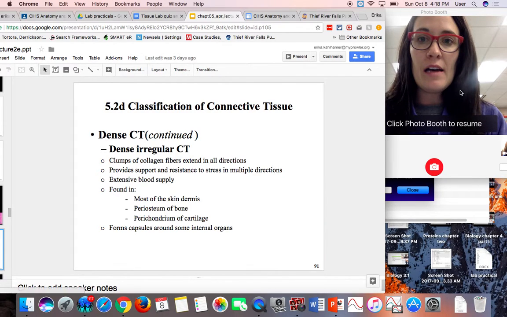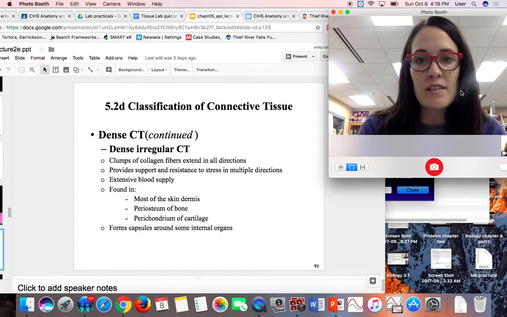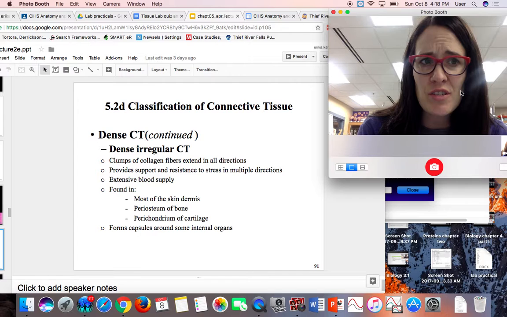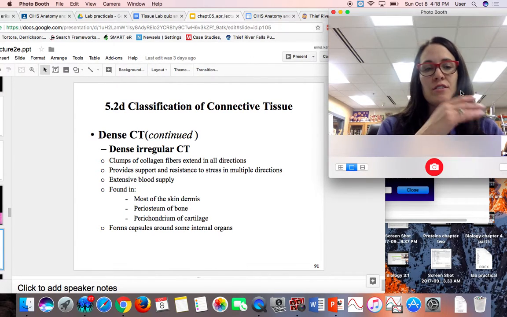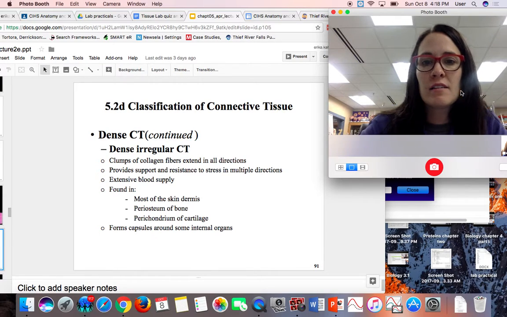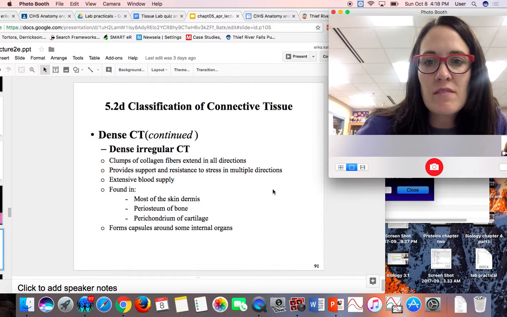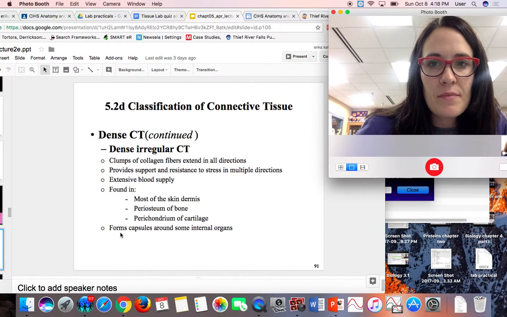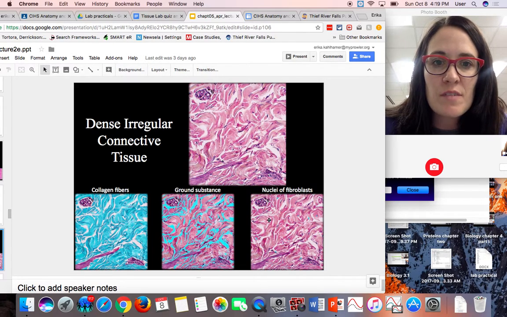Dense irregular. Now, it looks similar to dense regular, except the fibers are going every which direction. Doesn't have much order to it. We're going to have a lot in your dermis, the bottom layer of your skin. It has a lot of blood, so that's different from dense regular connective tissue. Here's what it looks like. So collagen fibers, a lot of collagen. So in the skin, we have a lot of collagen, ground substance.